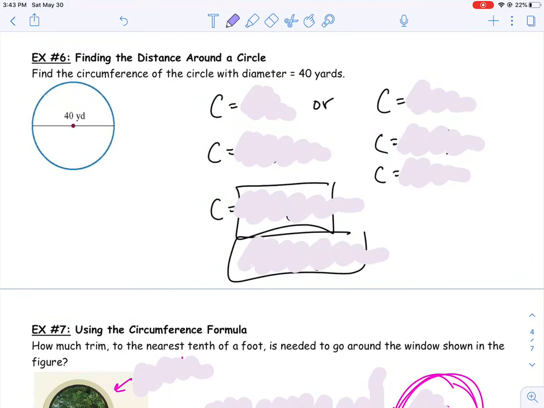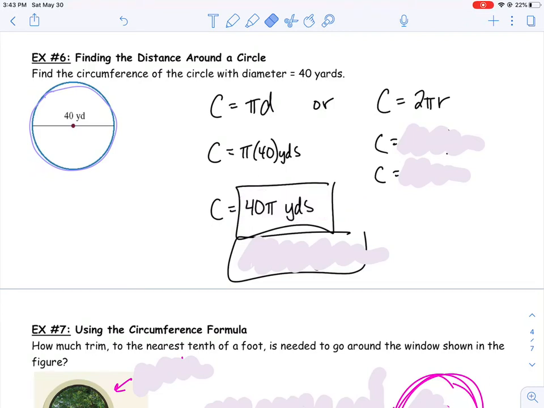Example number 6 says find the circumference of a circle whose diameter is 40 yards. Circumference, remember, is around the outside of the circle. The formula for circumference is pi times the diameter, or you could do 2 pi r. Either way, you should get the same answer. They give us that the diameter is 40 yards, so I can plug that in: pi times 40 yards. If they ask you for exact values, I would say 40 pi yards.